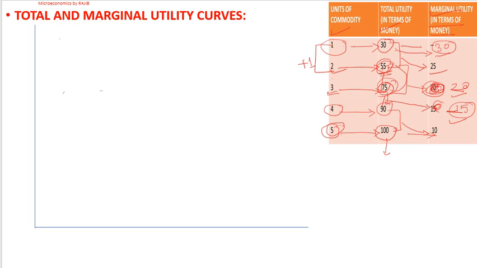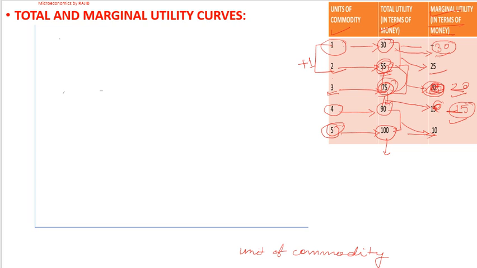So now we will draw the total utility and marginal utility curves. First of all, we will write units of commodity here, units of commodity. My handwriting is not looking so beautiful, because I am not used to the writing pad, so that is why it happened.